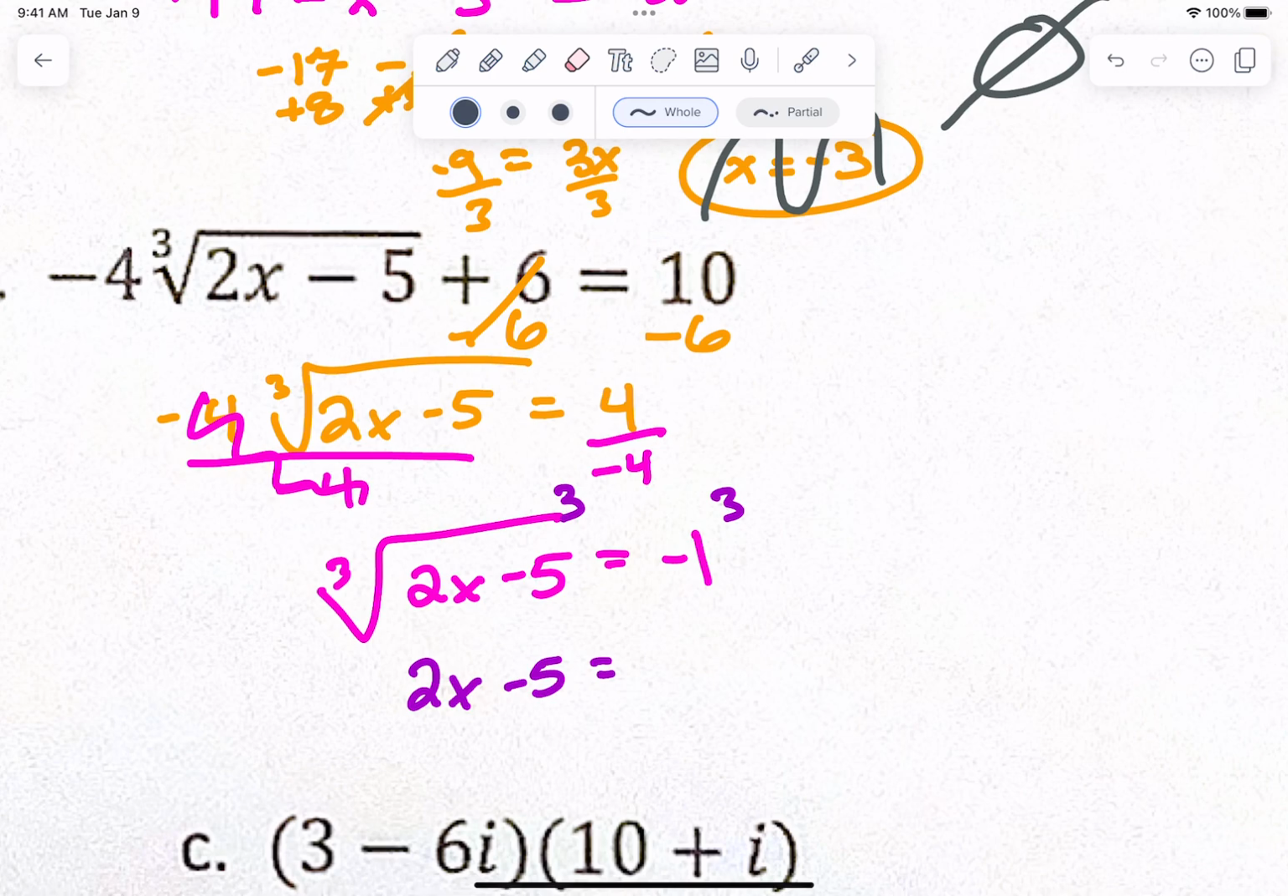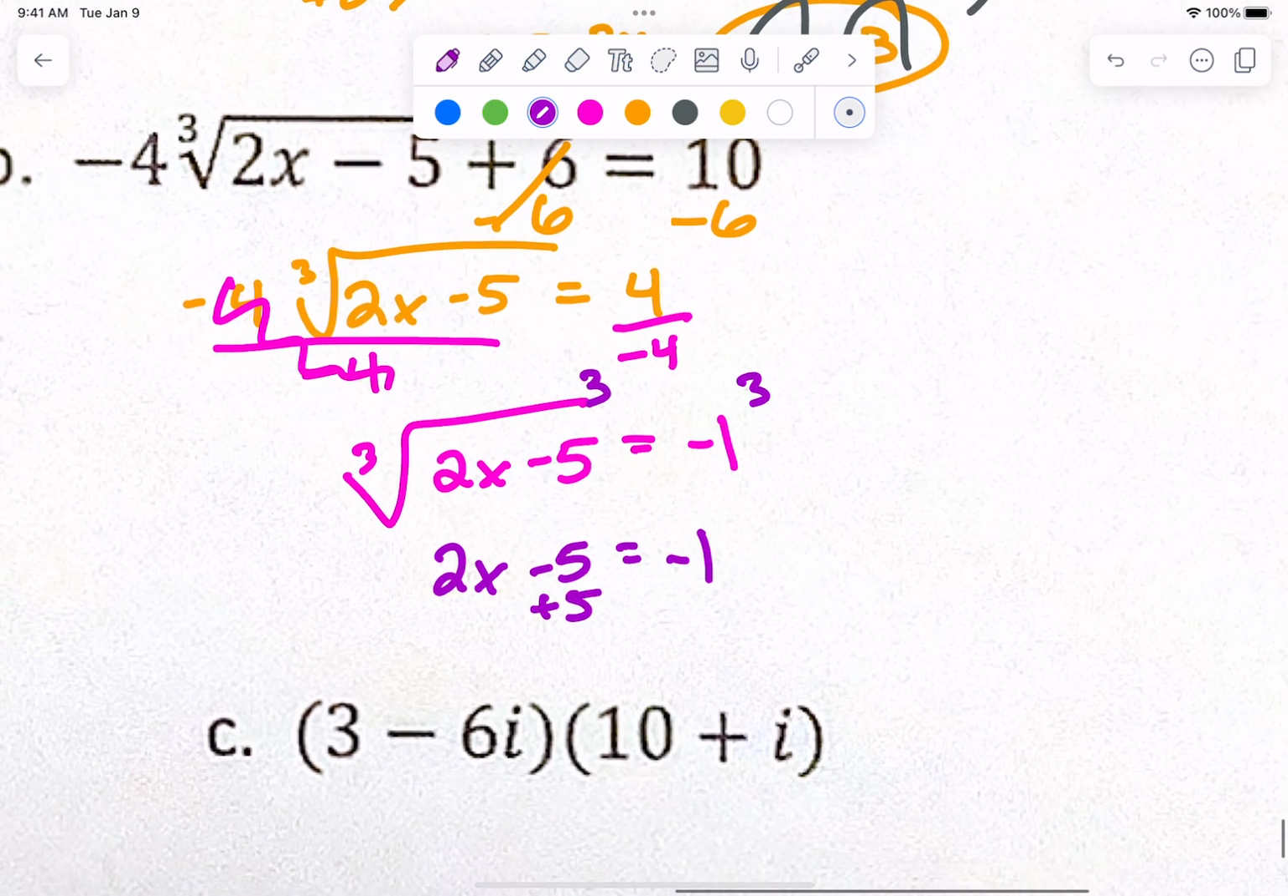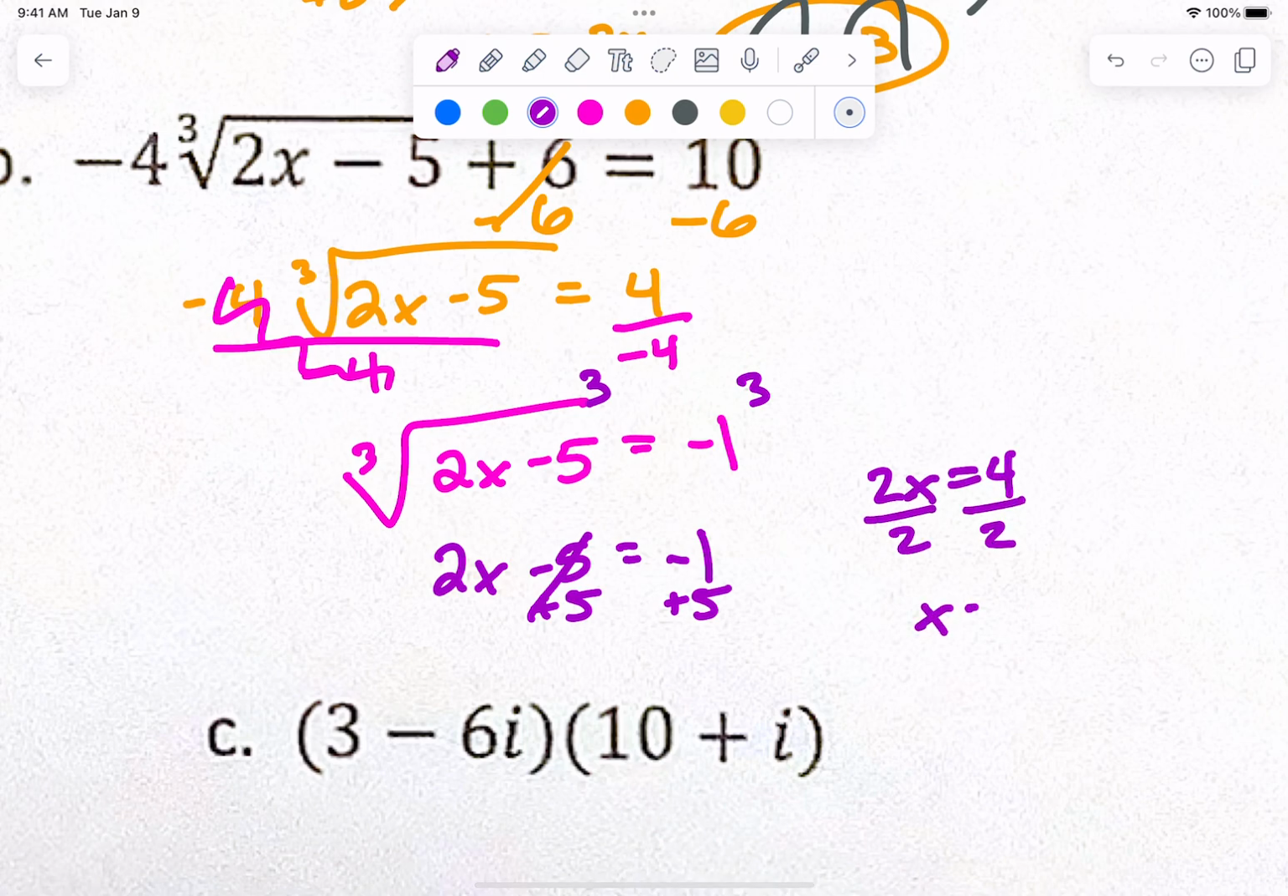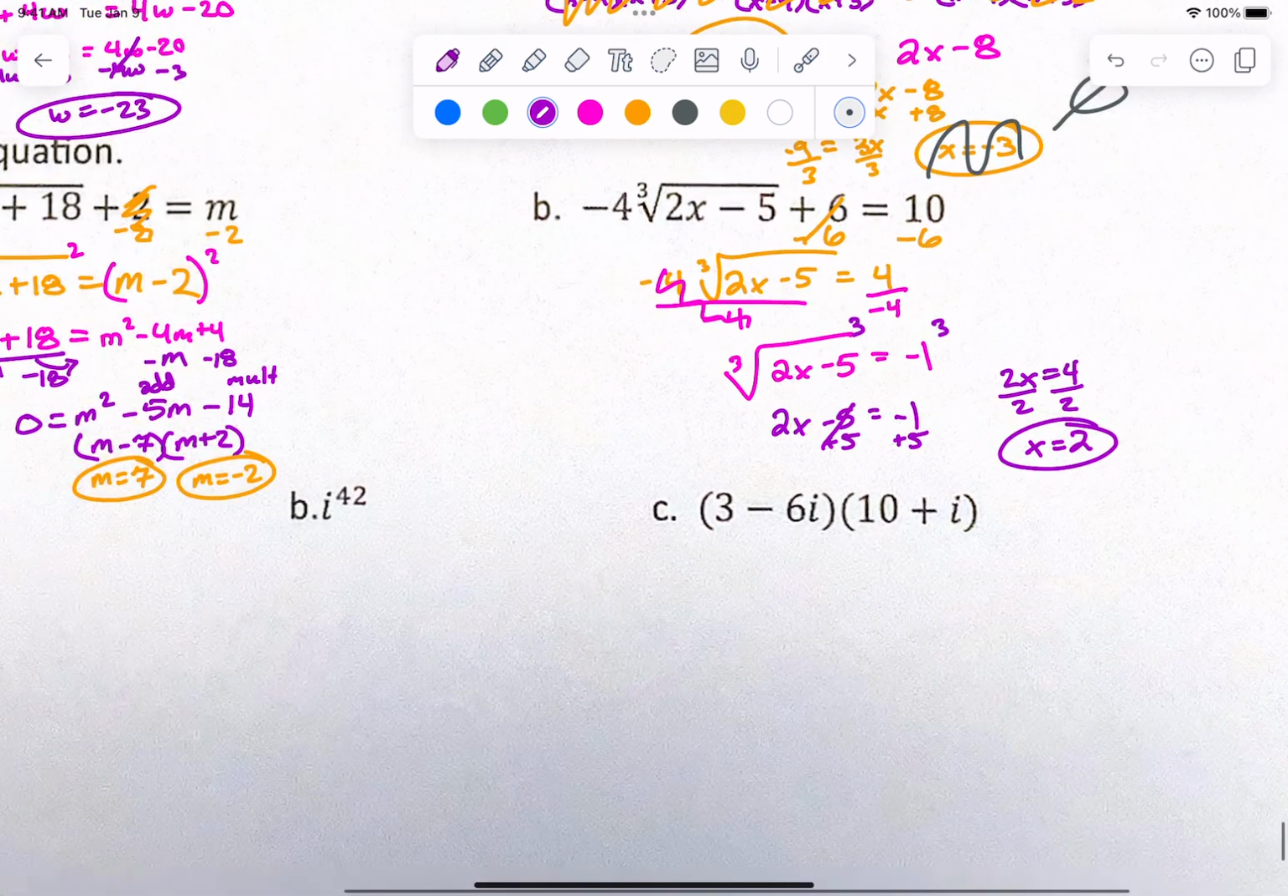What did you get when you cubed negative 1? Negative 1 to the third power is negative 1. Okay, and now it's just simple math. Add the 5 to get x equals 4, and let's divide by 2. x equals 2. There you go. Yeah, x equals 2.